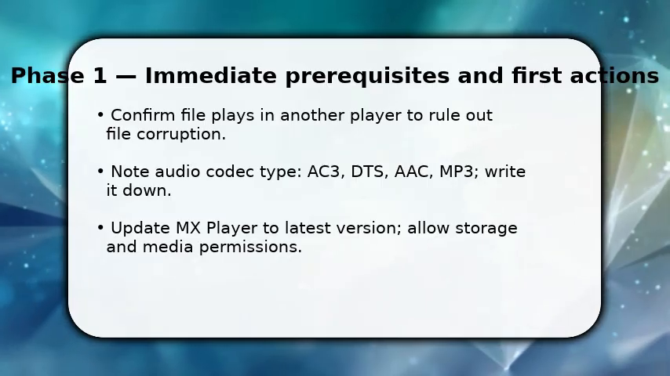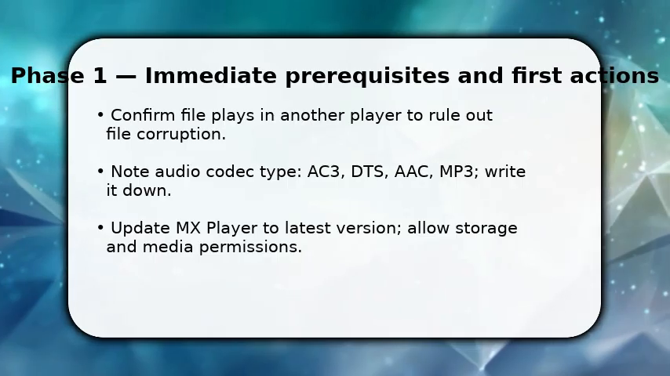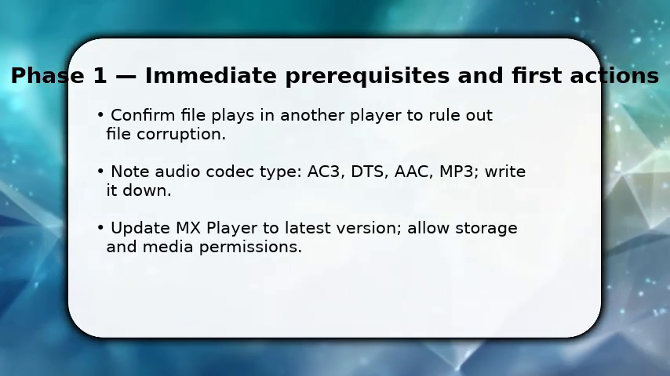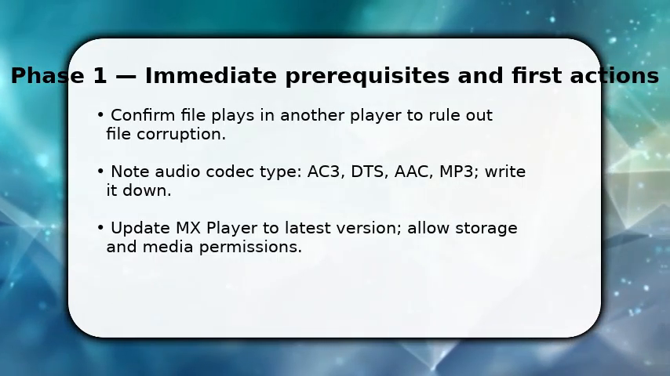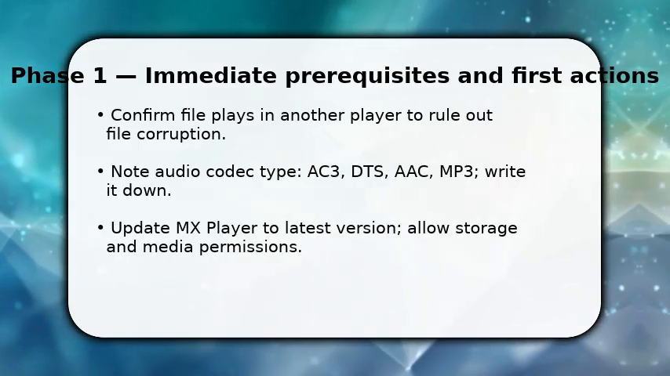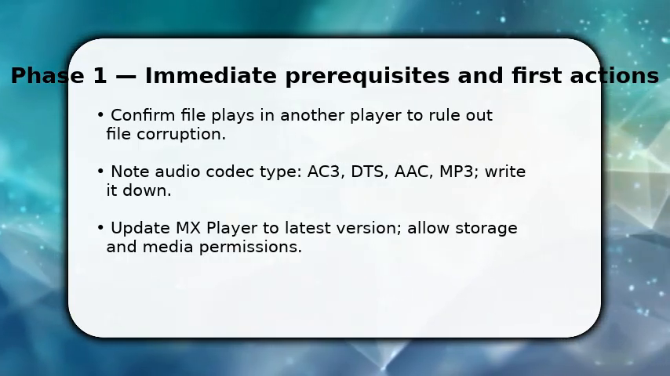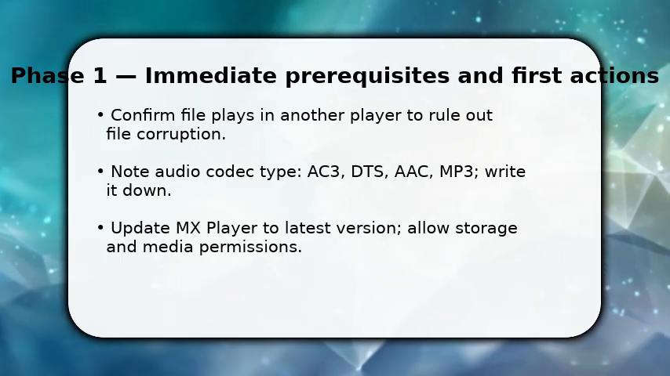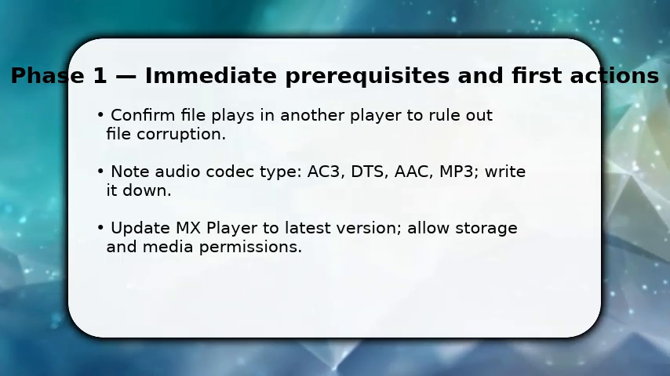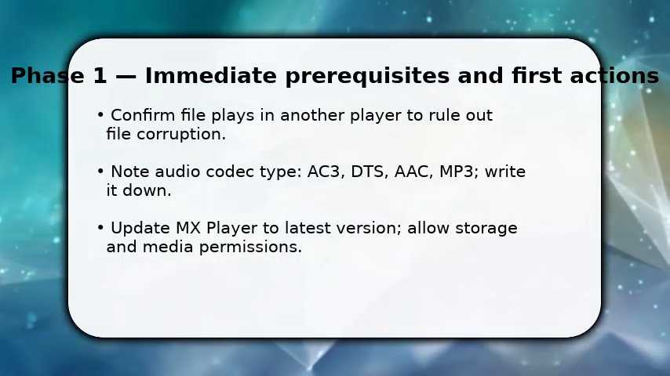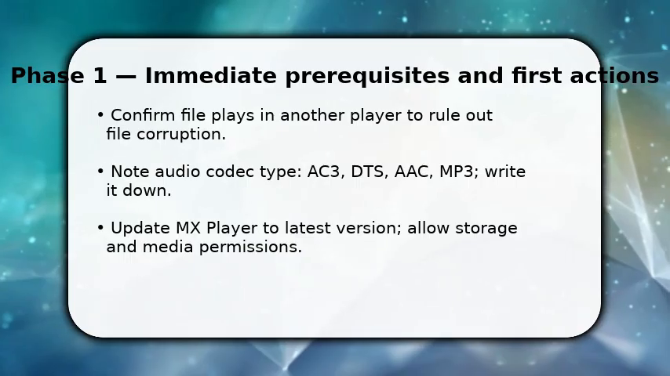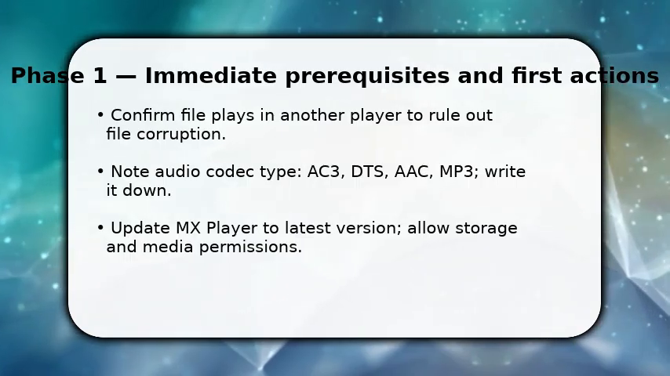You start by confirming the file itself is good. Play it in VLC or another player, and note the audio codec like AC3 or DTS so you know what's missing. Once done, update MX Player from your App Store and grant storage and media permissions so it can access codecs. Next, open the video in MX Player and check the on-screen codec info.